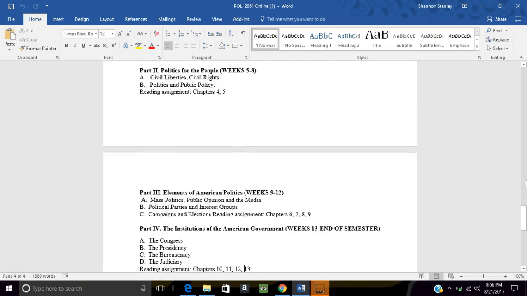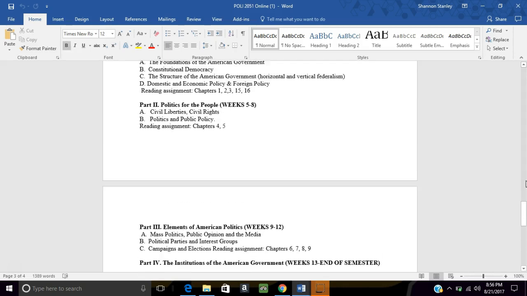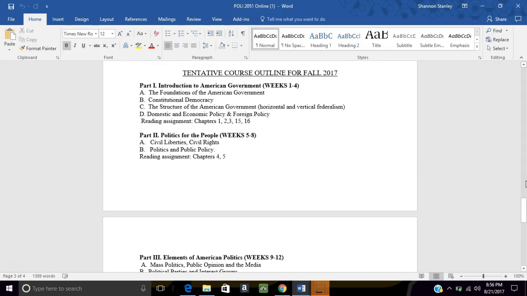Okay, so moving on. Tentative course outline. Sorry about that. Let's go back up. Part 1, Intro to American Government. We talk about foundations, the beginnings, the founders. You'll hear that word a lot. Constitutional democracy. Okay. The structure of the American government. In other words, federalism. How does federalism work? Horizontal, vertical, dual federalism. There's a lot of good information there in your book about that.